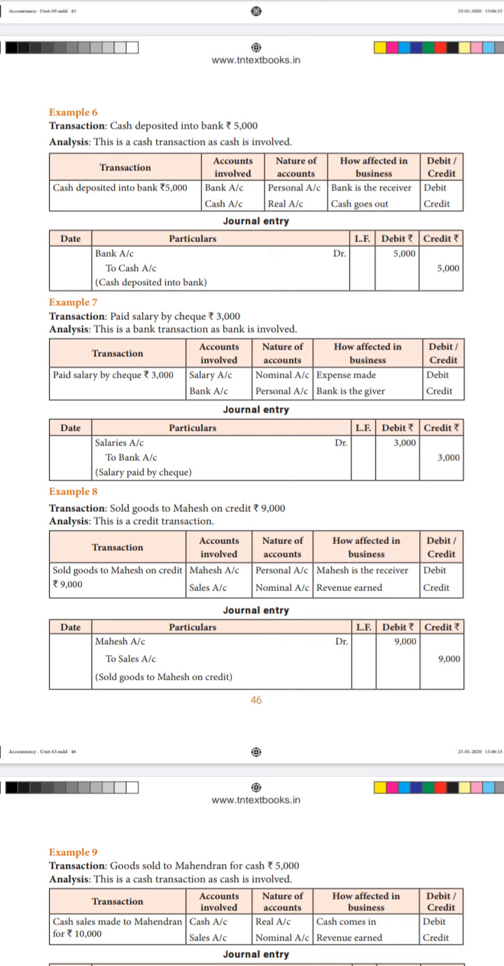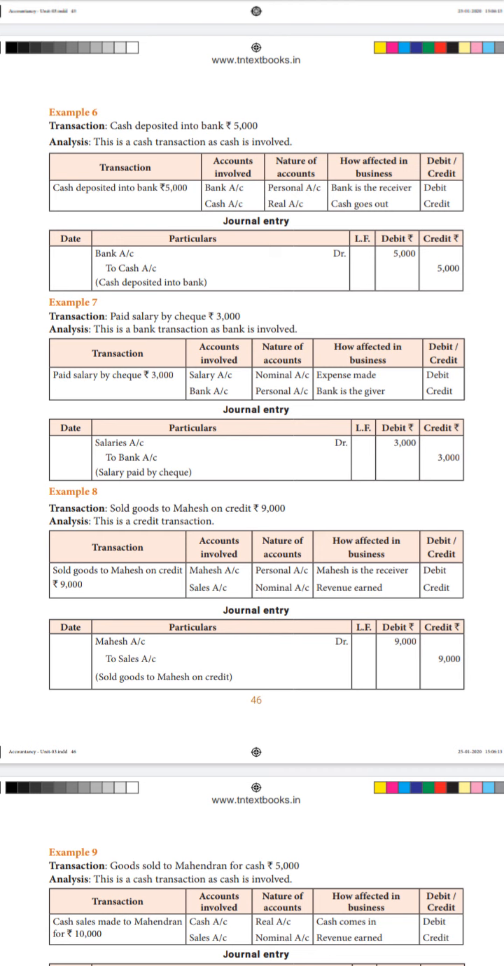Then example 8. Here the transaction is sold goods to Mahesh on credit. Here you have to keenly watch this particular phrase: whenever sold goods to any person is given, in that case itself, it is to be treated as a credit transaction, which means there is no cash involved. Since here specifically on credit is also given, anyway it is going to be a credit transaction only.